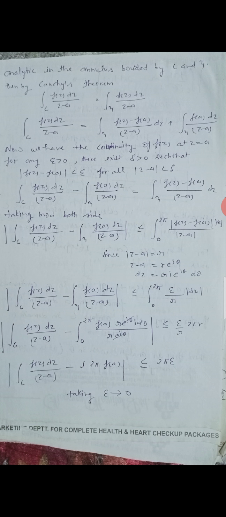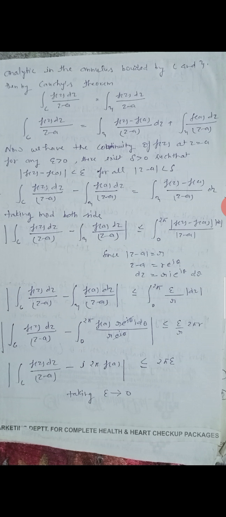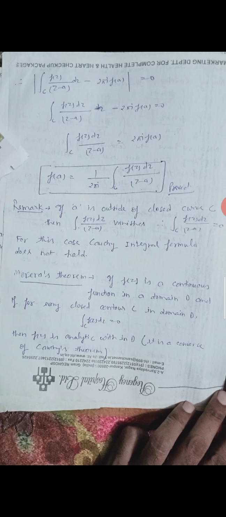Now taking epsilon tends to 0, the modulus of integral f(z) dz over z minus a minus 2πi f(a) is equal to 0, that is integral over C of f(z) dz over z minus a minus 2πi f(a) is equal to 0, so integral over C of f(z) dz over z minus a is equal to 2πi f(a), that is f(a) is equal to 1 upon 2πi integral over C of f(z) dz over z minus a.